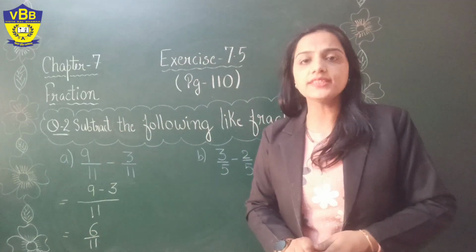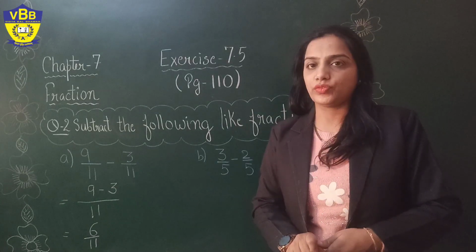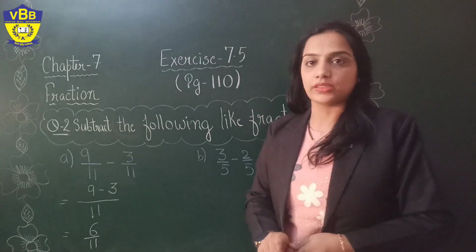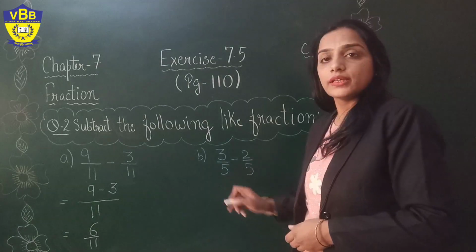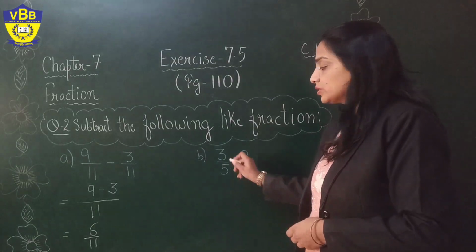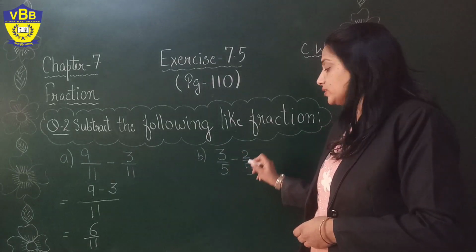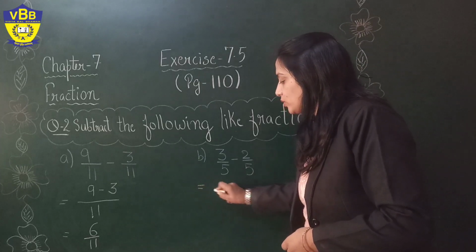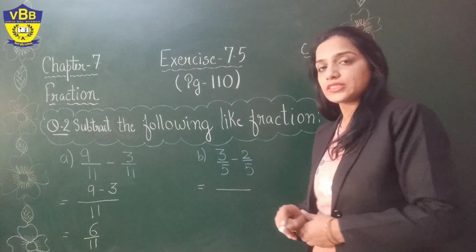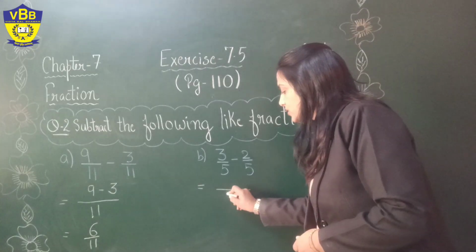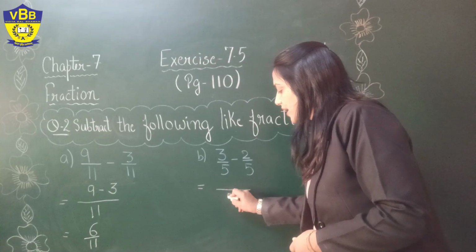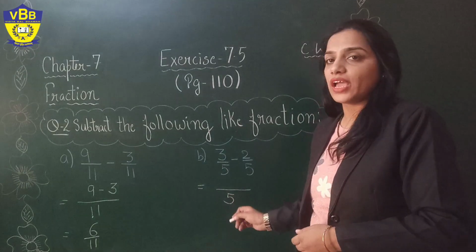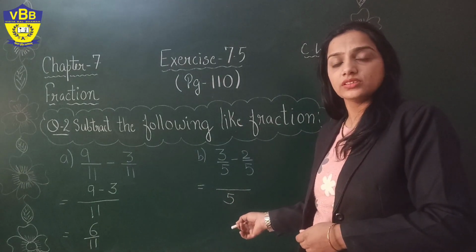So our answer is 6 by 11. Understand? Now we will solve the B part also. So here in B part we have the values 3 by 5, subtract 2 by 5. Now I know you all know what will be the first step. The first step is to check the fraction, whether it is like or unlike. If it is like, then there is no change in denominator.